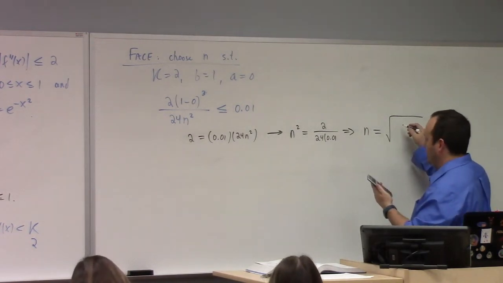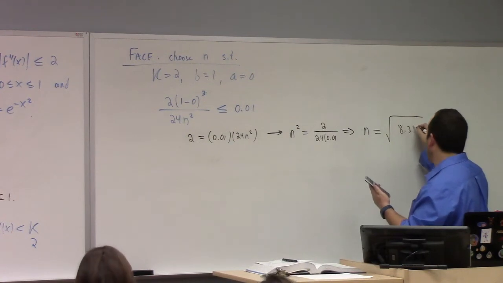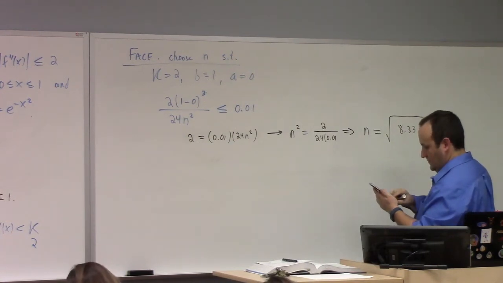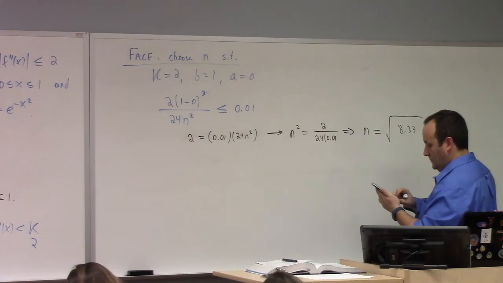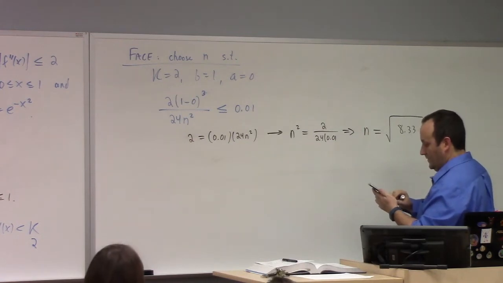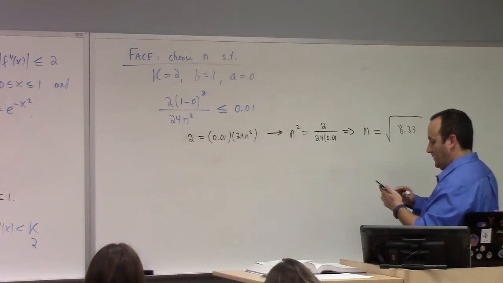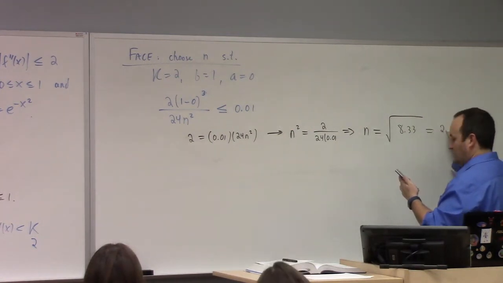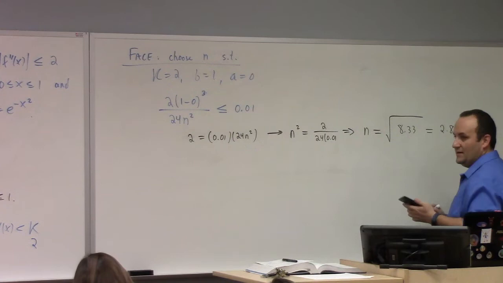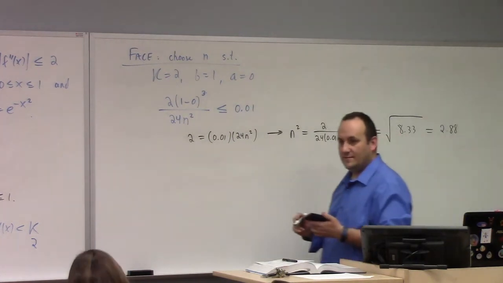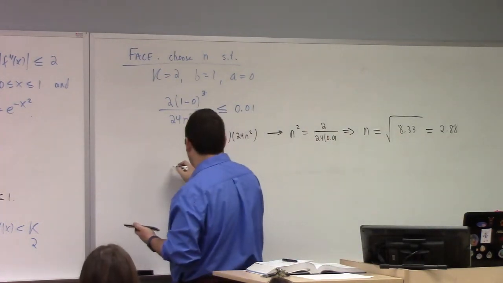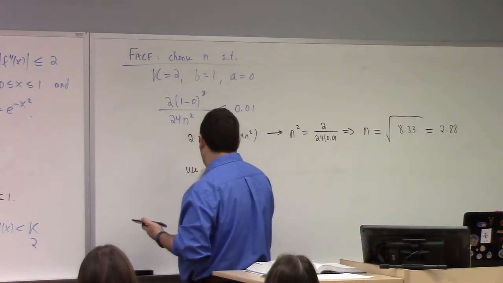I think I got the square root of 8.33. Did you guys get that? Now I got to take the square root of that thing. So I get 2.88. Now, is n equal to 2.88? No. So use n equals to 3.